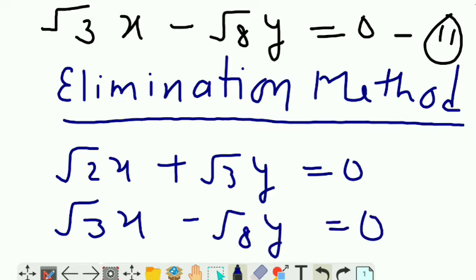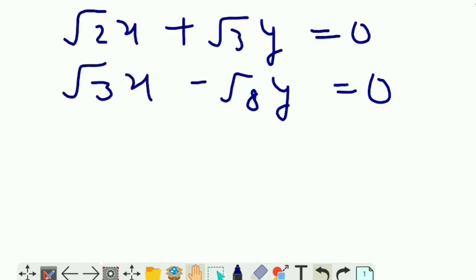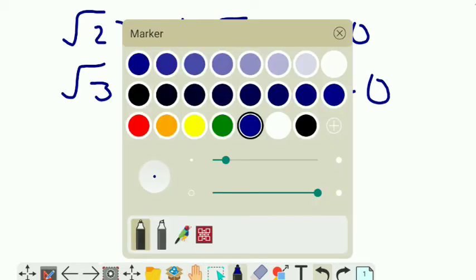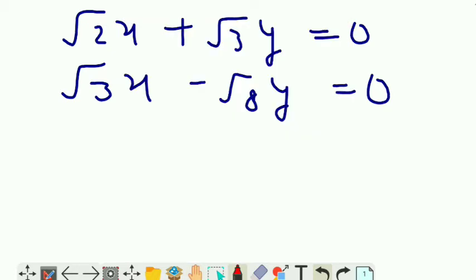These two equations we have. Now see, by adding or subtracting, can we cancel any one variable? It is root 2x, it is root 2x, and that is root 3x. So can we cancel? No, because they are not equal values. Here also root 3y, root 8y do not cancel. So what will we do?